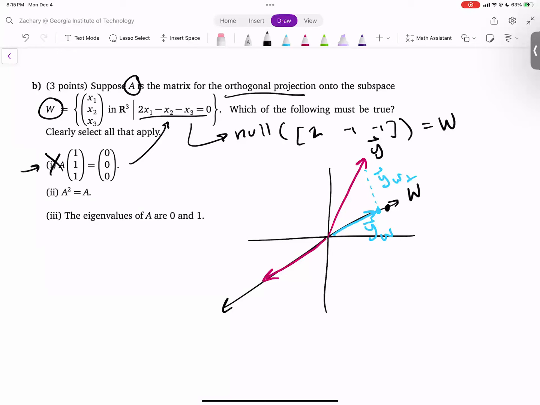All right, the second one says A squared is equal to A. So how can we describe A squared verbally? What does it mean to do A squared? Well, it means to project and then project a second time. If I project and then I project a second time, does the second time actually do anything? No. We've already flattened onto that space. What happens if we flatten again? Nothing. We're already there, right? So this one is going to be true. Doing a projection once is the same as doing it twice, three times, or ten, or infinitely many times. It's going to be the same thing.